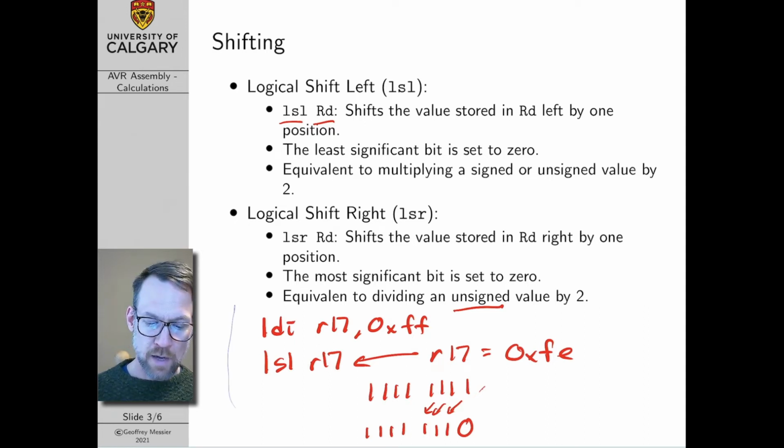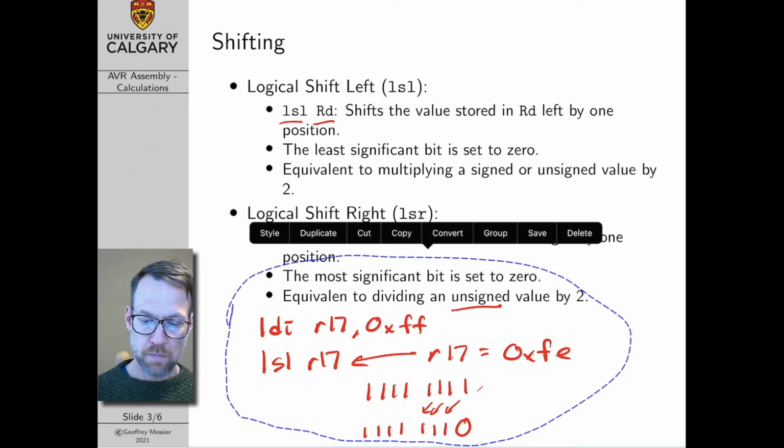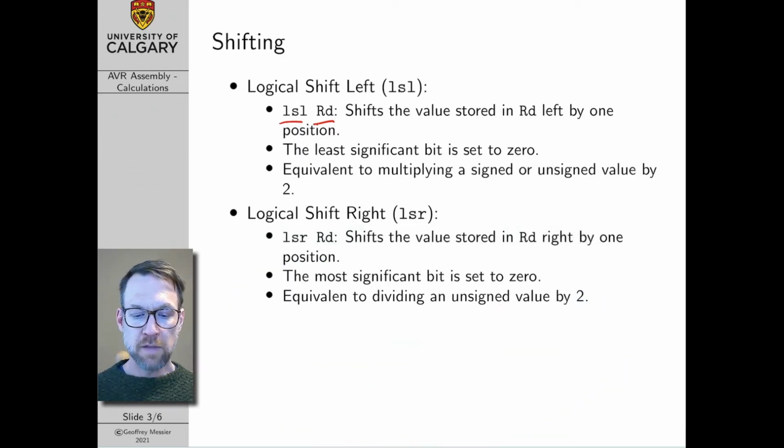Now, I just want to make this point. The LSL operator works for signed or unsigned values. So if you shift a signed or an unsigned number to the left one position, it's equivalent to multiplying that number by 2. Convince yourself of this if you're not following that. Just do a few examples with some 4-bit numbers and convince yourself that shifting is equivalent to multiplying. Shifting right is equivalent to dividing by 2, but logical shift right only works for unsigned values because it doesn't preserve our sign bit. The most significant bit that gets shifted in is always set to 0.